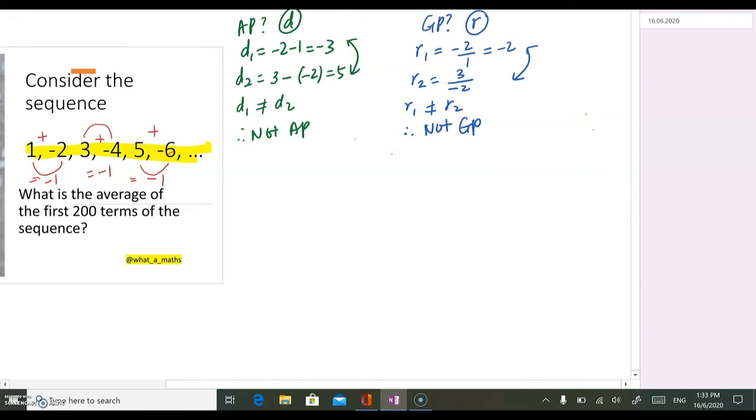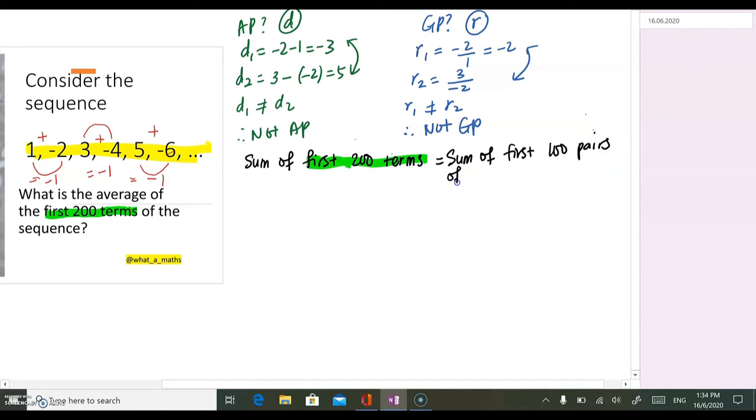So I actually see a pattern over here. It means that if I pair each odd and even number up and sum them up, I'll get -1 for each continuous pair. So now I find the sum of the first 200 terms first. And then I know that the first 200 terms are made up of what? The first 200 terms are actually similar to the sum of first 100 pairs of an odd and even number.